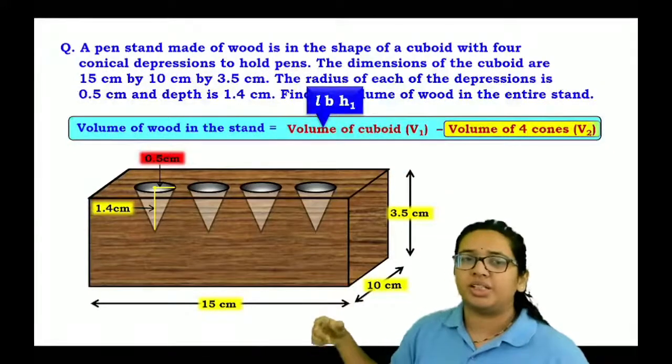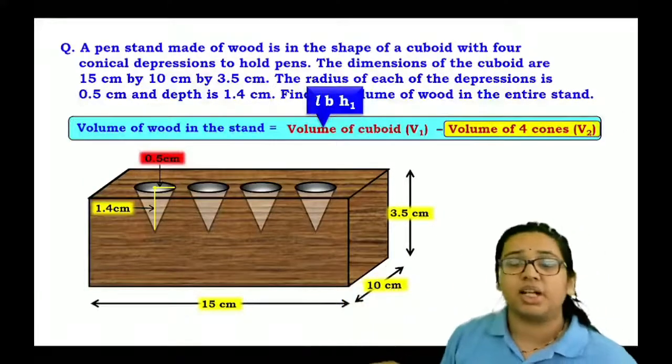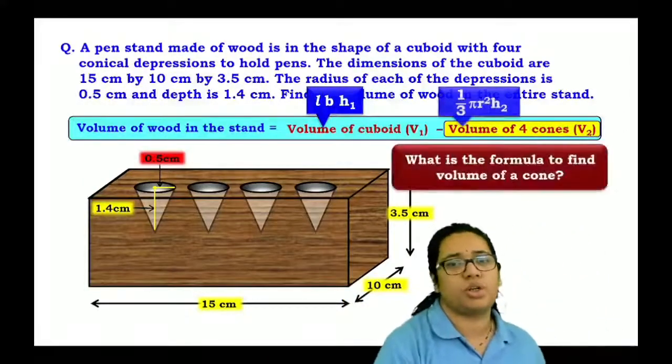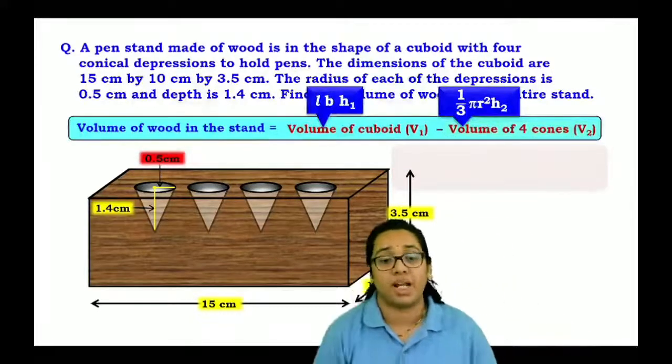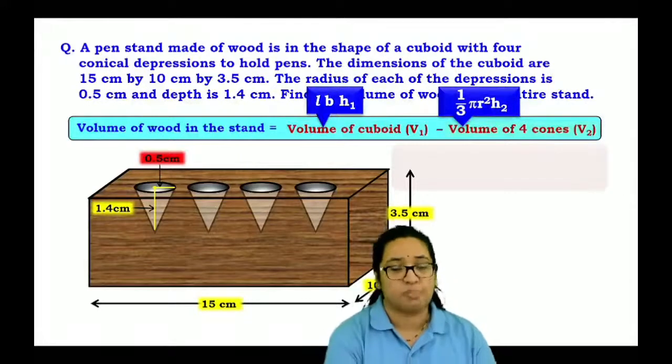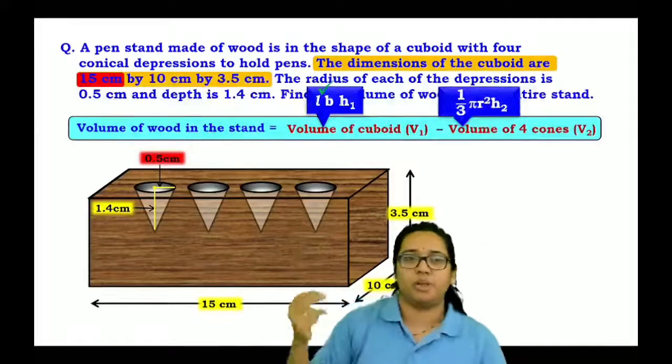Volume of the cuboid is nothing but LBH, right? LBH and volume of the four cones. For that, volume of the cone is given as 1 upon 3 pi r square h. We just have to multiply it by 4.